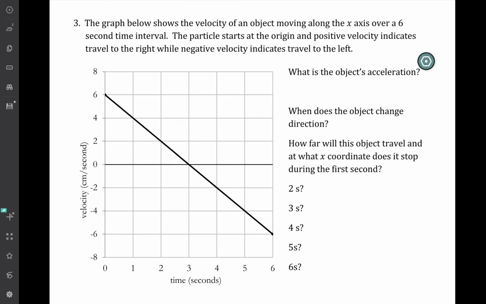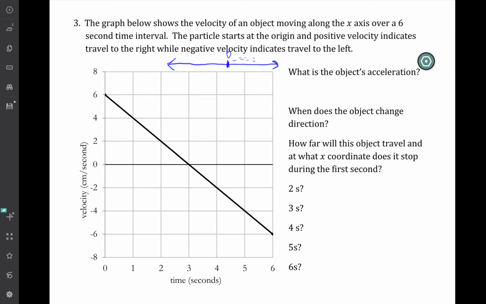So we have the graph that shows an object's velocity. We know this object is moving along the x-axis. It starts at the origin. So here, imagine a separate x-axis. This is where the object actually is. And here's the origin, and it starts at the origin and it heads to the right when velocity is positive and it heads to the left when velocity is negative.